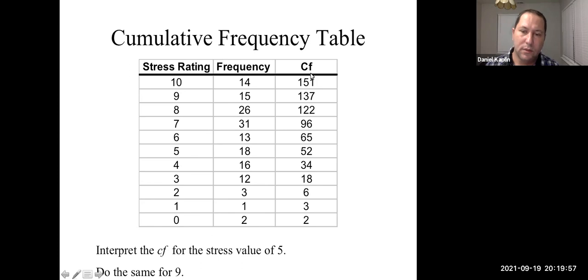And so let's just start to interpret CF, right? So CF, if I were to go to this CF stress value for 5, we have 52. What does that 52 mean? Well, that 52 means, because it's cumulative, there are 52 participants in my study that have a stress rating of 5 or below.